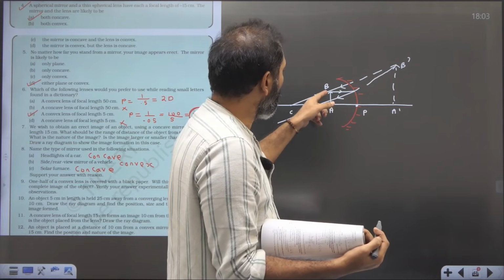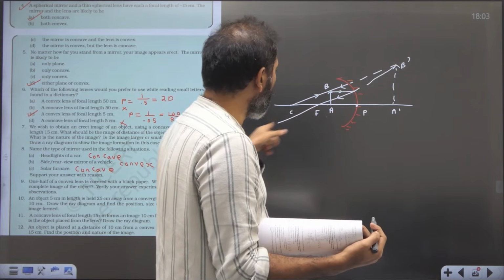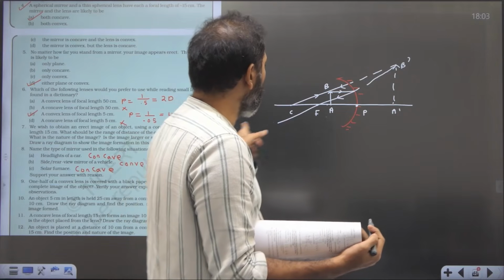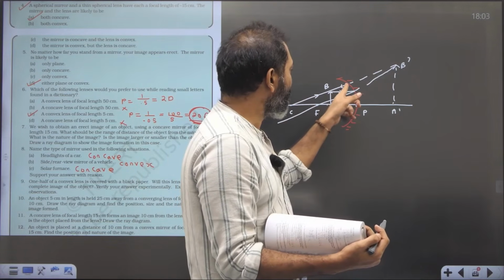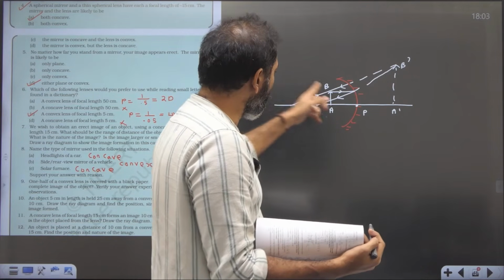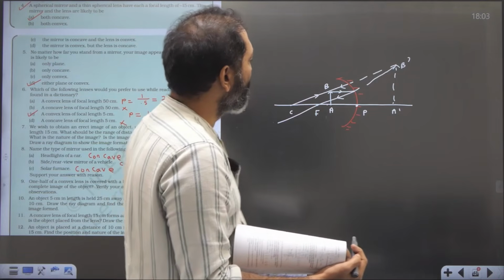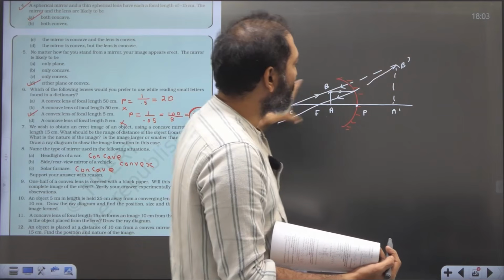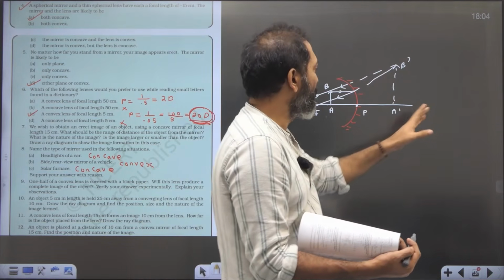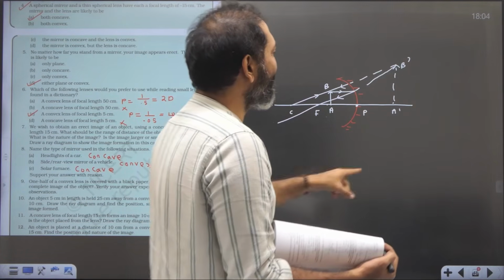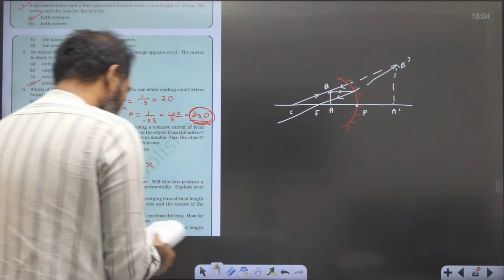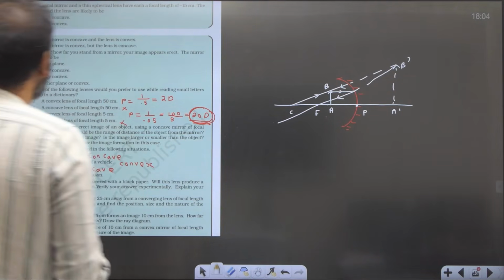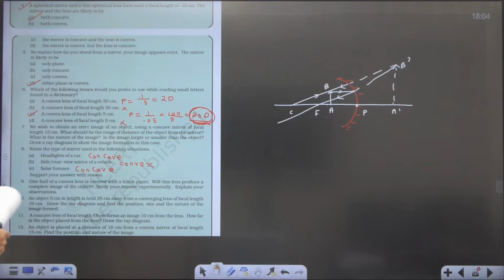One ray after reflection from the mirror goes through the principal focus. One ray passes through the center of curvature, which after reflection passes through the same center of curvature. When you move these lines backward, they appear to diverge from a point behind the mirror. So it forms a virtual, erect, magnified image.